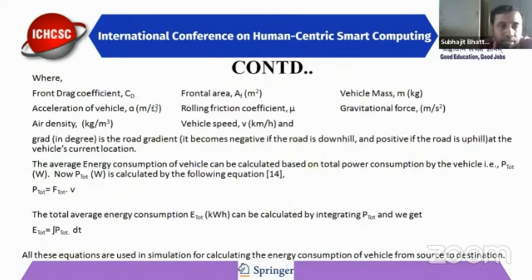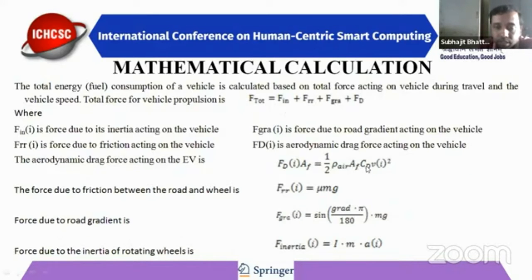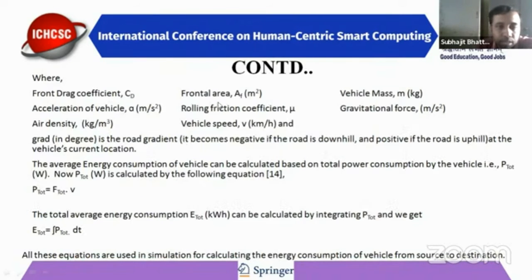This is the meaning of the different coefficients written down here. CD is the drag coefficient, AF is the frontal area, then vehicle mass, gravitational acceleration, and rolling coefficient. In this way, we are calculating the total energy between the 2 points. The calculation of total energy is independent of the distance between the 2 points. That means the distance between the 2 points is not connected to the energy consumption between them.